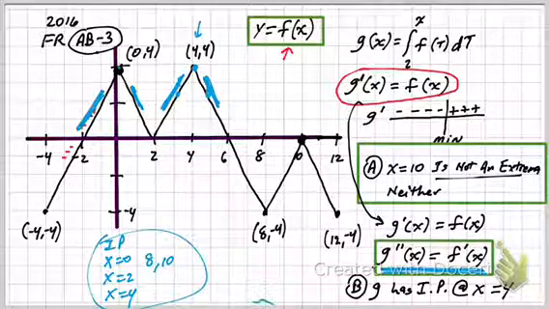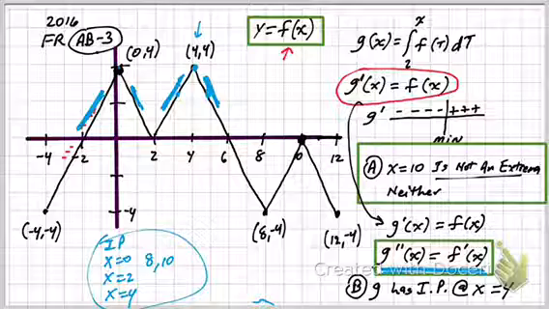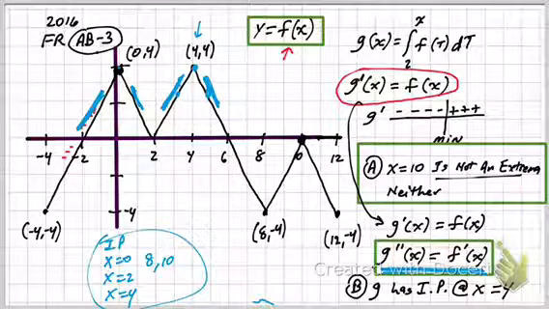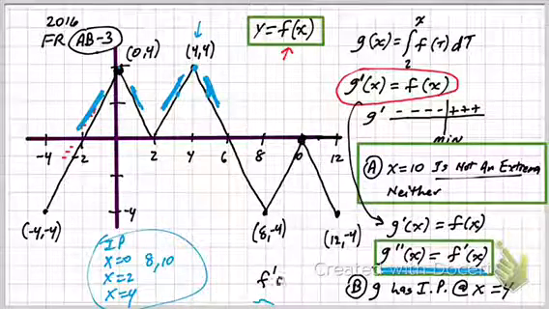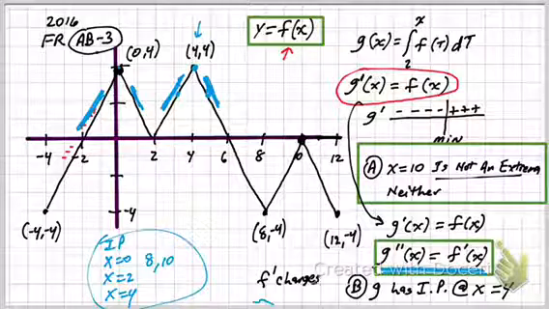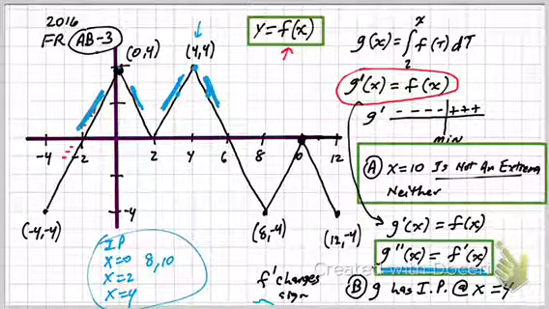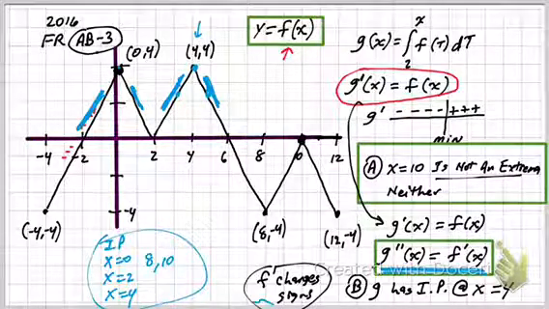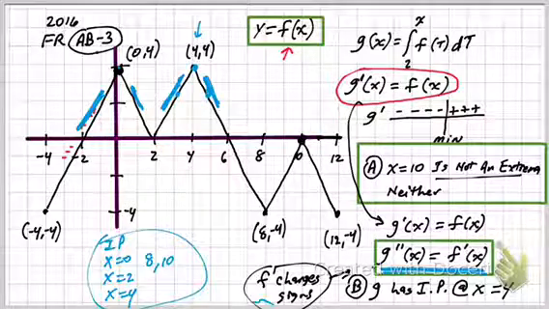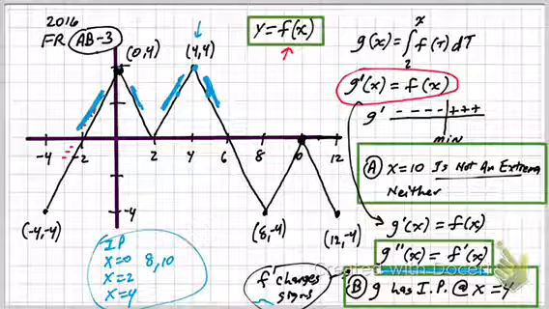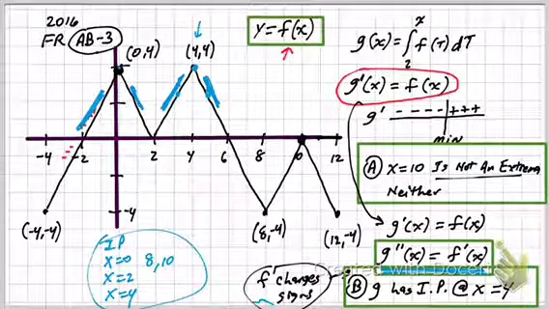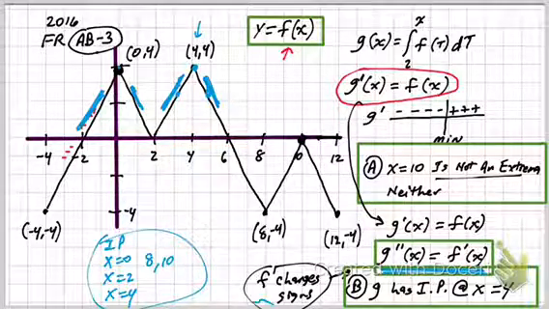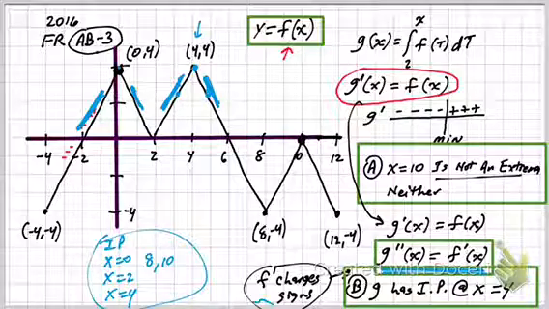Now, what would be your reasoning? Because it goes from positive to negative. I would say F prime changes signs. And you're right, it is positive to negative. Anyway, anything on A or B? I need to zoom this out so we can see it better.